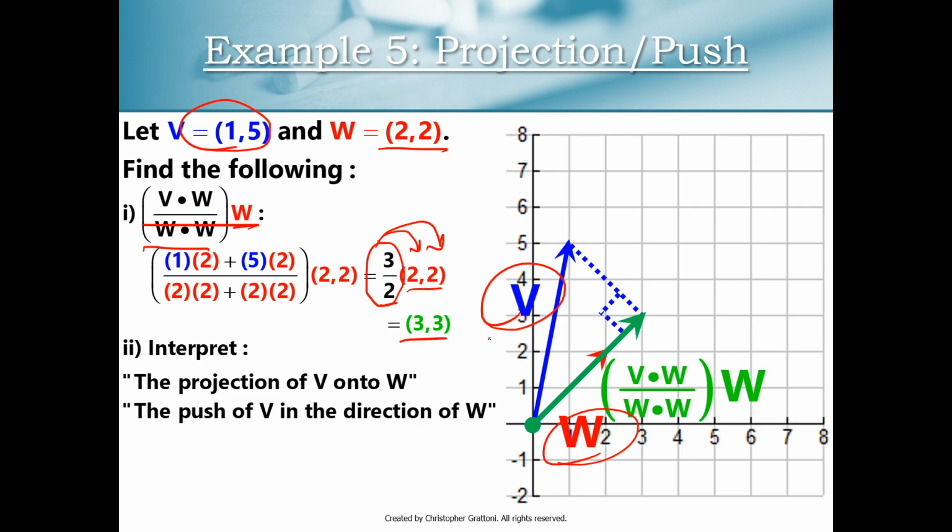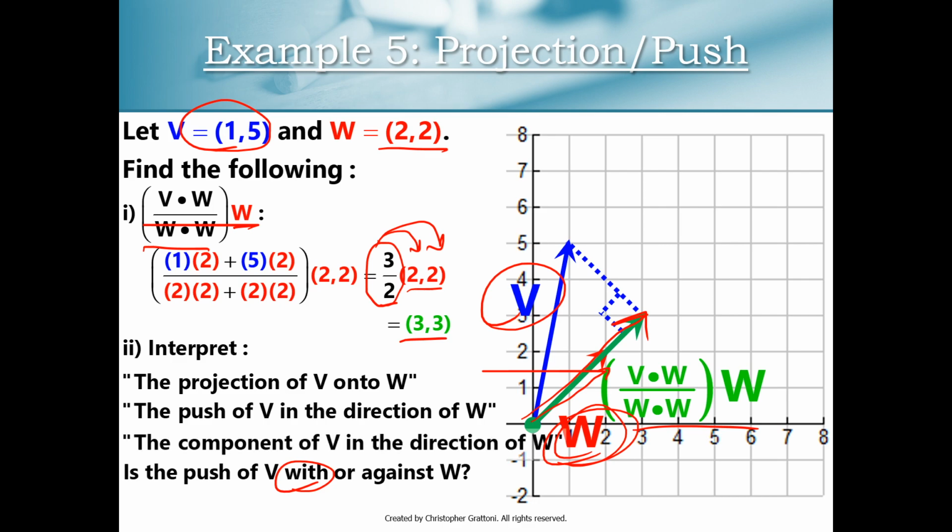And this gust of wind, this force, hits the airplane, and we have to decide, is this glancing blow from a gust of wind going to speed us up as we're flying to our destination? Or is it going to be like having the wind in our face, slowing us down? And again, in this case, we could see that the push of v in the direction of w and w, both these arrows are pointing in the same direction. So we would say that the push of v is again with w. And another term for this idea is the component of v in the direction of w.